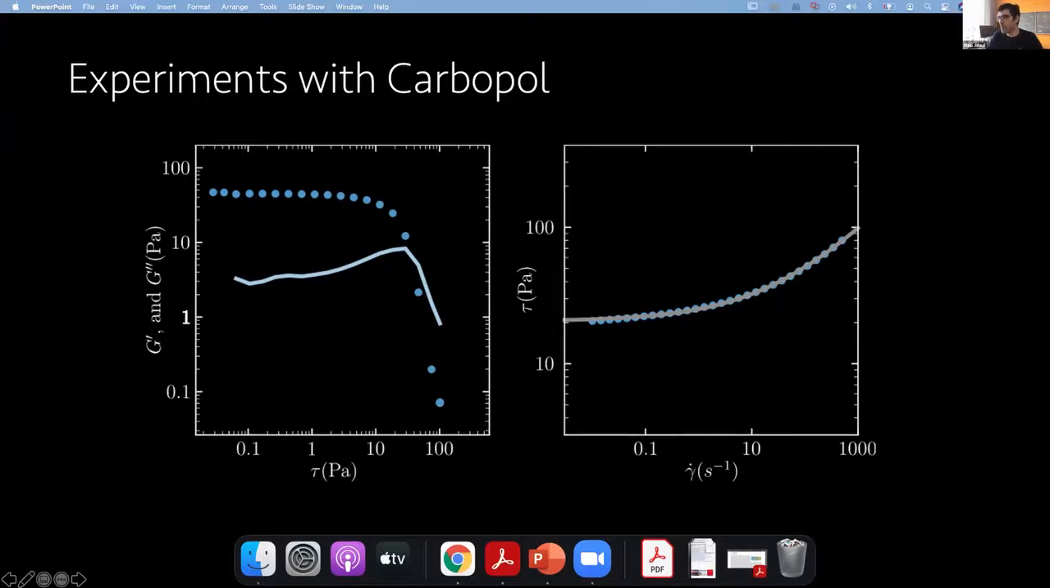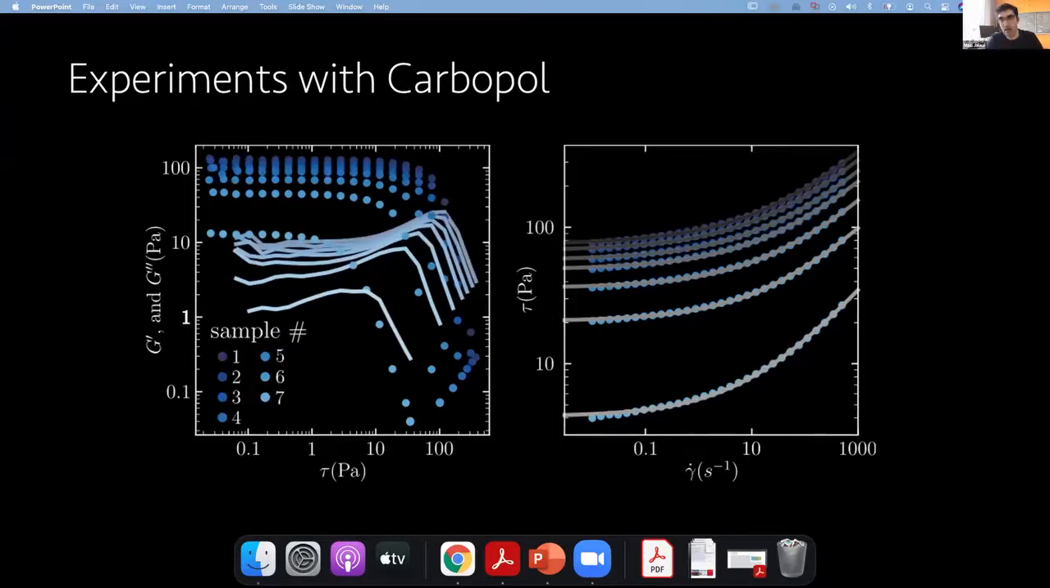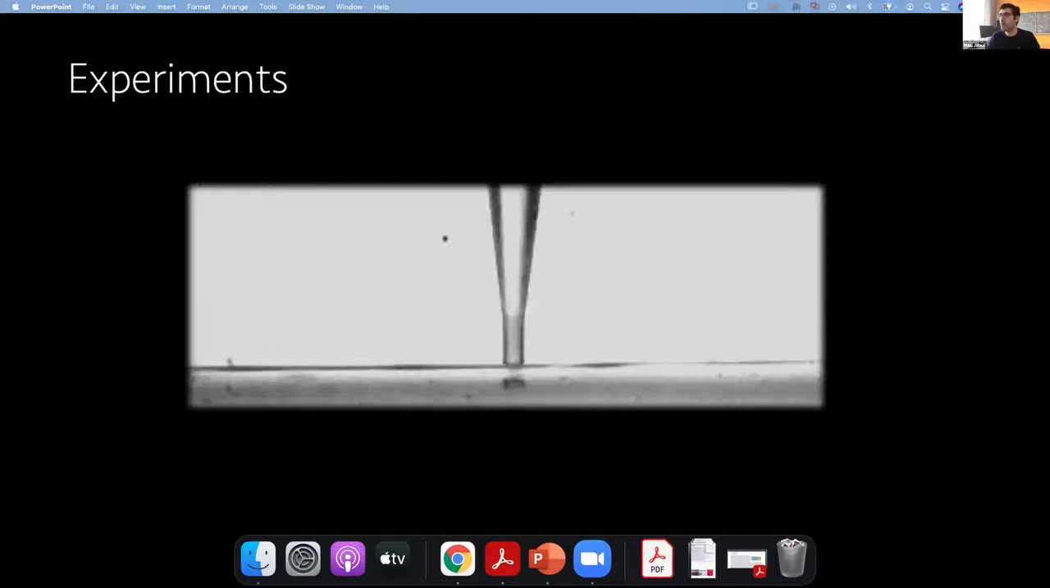Okay, and above the yield stress, you can look at the flow curve, and you will see this is Herschel-Bulkley, meaning it has a yield stress. It is also shear thinning. You can easily tune your rheology by changing the polymer concentration, and we made multiple samples to test like this.